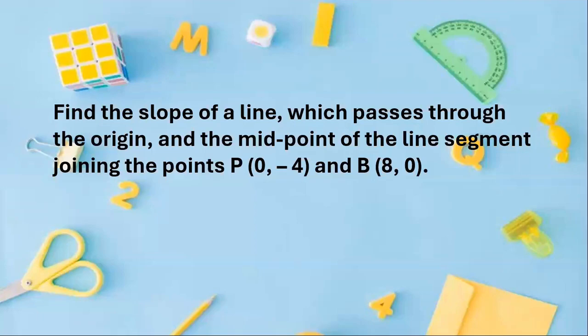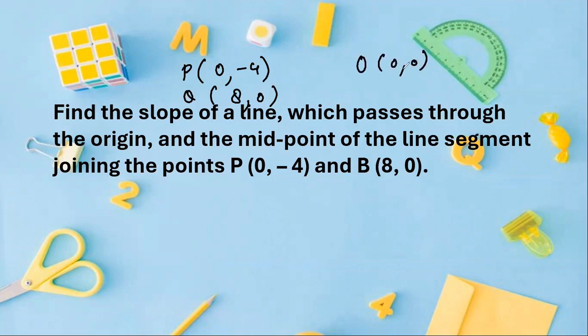The slope of a line which passes through the origin and the midpoint of the line segment joining the points P and Q. Basically, in the question we have a point P with the coordinate 0 comma minus 4, and a point Q with the coordinate 8 comma 0. We have to find the slope of a line which passes through the origin, whose coordinates you know are 0 comma 0, and the midpoint.